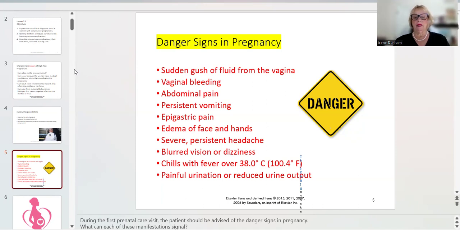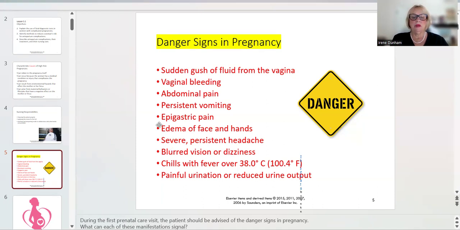Severe persistent headache. Now, guys, this is a headache where they come into your clinic holding their head. Now, watch me. See my head? I'm holding my head front to back. This is how they walk into the clinic, and they say this is a headache that just does not get relieved by Tylenol. Blurred vision or dizziness.